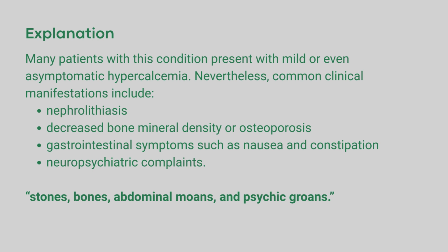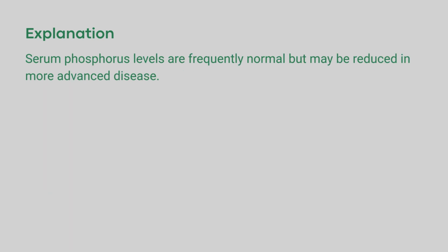Nevertheless, common clinical manifestations include nephrolithiasis, decreased bone mineral density or osteoporosis, gastrointestinal symptoms such as nausea and constipation, and neuropsychiatric complaints. These classic features are often summarized by the phrase stones, bones, abdominal moans, and psychic groans. Serum phosphorus levels are frequently normal but may be reduced in more advanced disease.